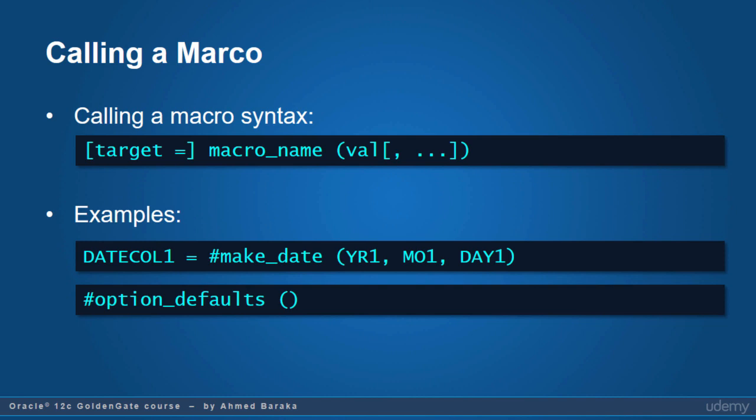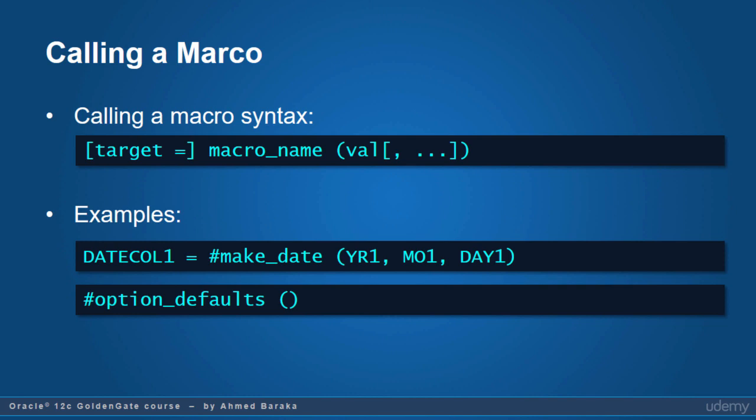You can call a macro and assign the value it returns to a mapping column. Or you can call a macro as a standalone if it doesn't return any value. When you invoke a macro, you pass values for its parameters between parentheses.